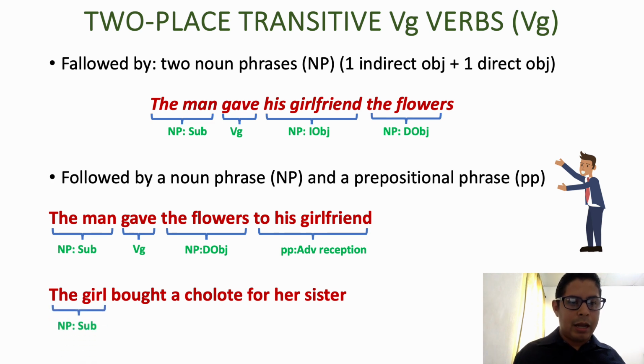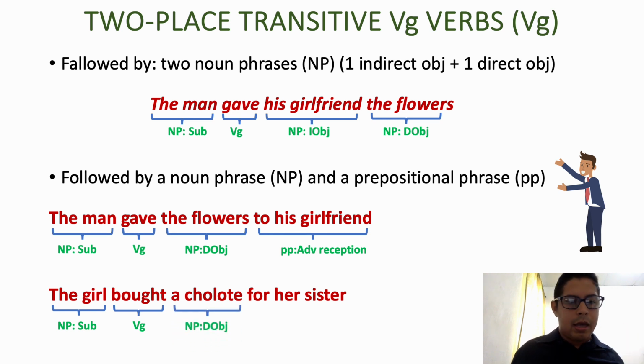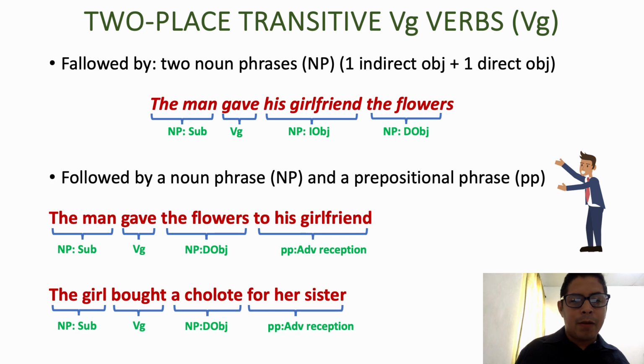So let's see the next one. The girl bought a chocolate for her sister. In here it's the same. The girl is the noun phrase functioning as the subject. VG is the verb, and we have a noun phrase that is the direct object, but we also have a prepositional phrase. What is a prepositional phrase? Basically, it's a phrase that starts with a preposition. In this case it is for, and in the other case it is to.